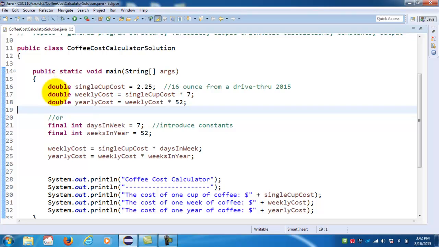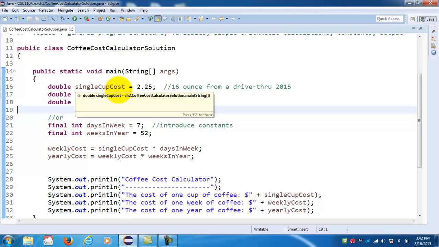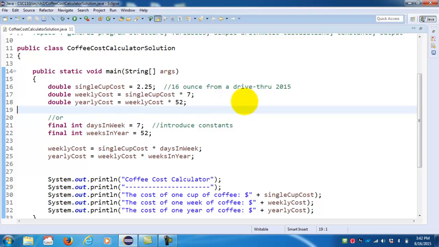Remember your task when you're defining a variable is you have to decide on the variable name, and it's nice to have it be self-documenting so somebody doesn't have to guess what you're thinking, and then you have to pick a data type. So if we pick double, which is one of the floating point data types, we know we want our number to be able to store what?